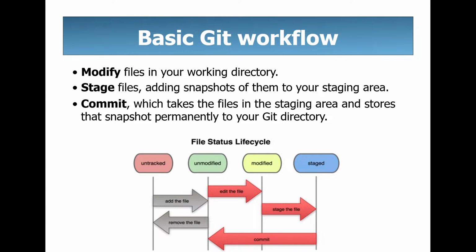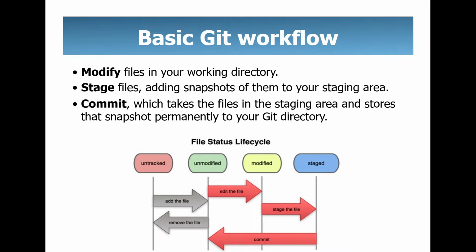Fifth one, commit changes. Purpose: save staged changes to the local repository. Each commit creates a snapshot of the project at that point in time and includes a commit message describing the changes. For example, command: bash git commit your commit message.